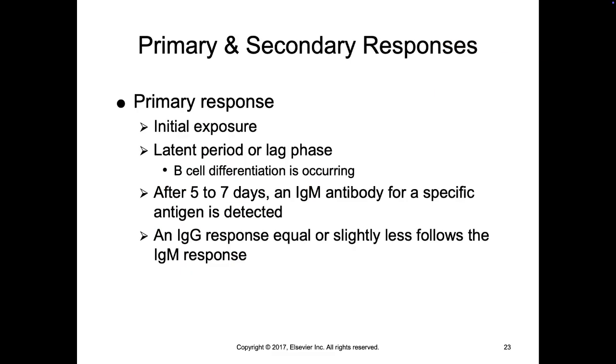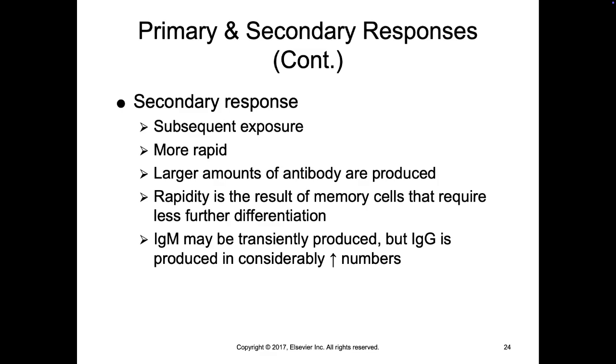Your primary immune response follows your initial exposure to foreign antigen. There's a latent or lag phase where B cell differentiation is occurring. After about a week, IgM antibody for a specific antigen is detected in the plasma, and then an IgG response of equal or slightly less follows the IgM response.